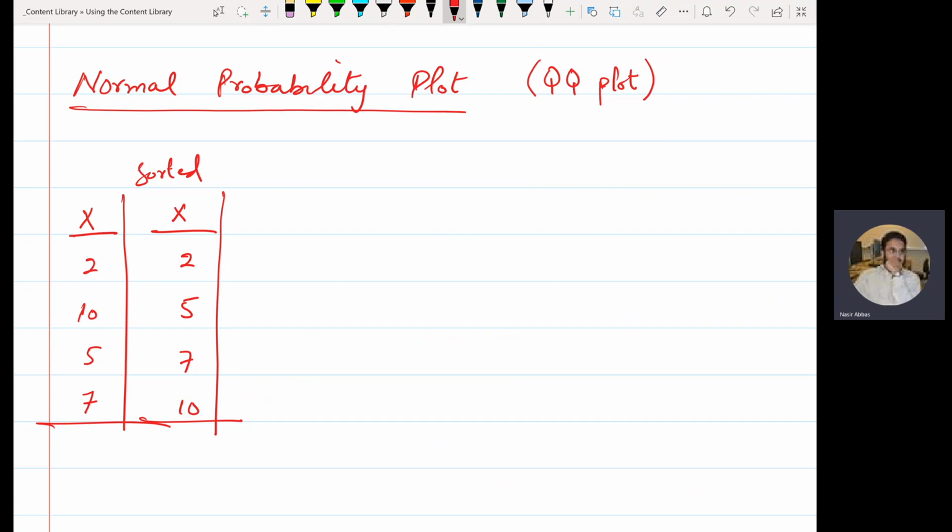Once you sort x's, the sorting is done just to see what is the position of this value in the sample. Like 2 is the smallest value in the sample. To see the position of this 2 in the sample, we do the sorting. 5 is a value below which there are 2 observations.